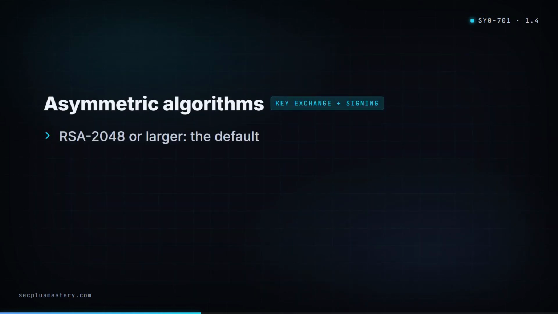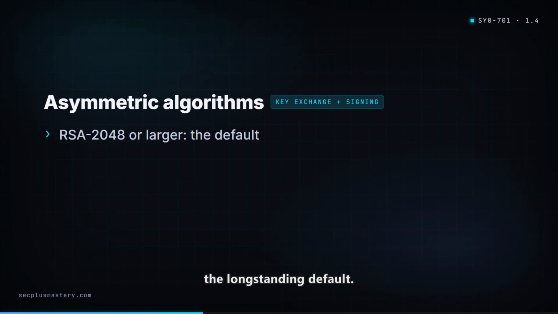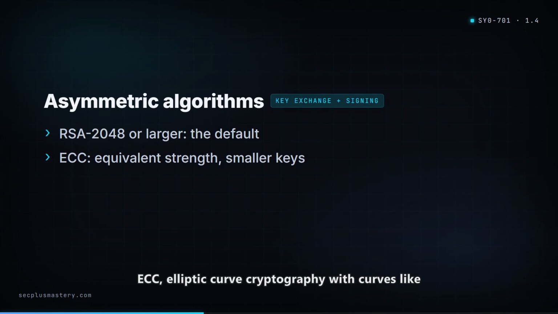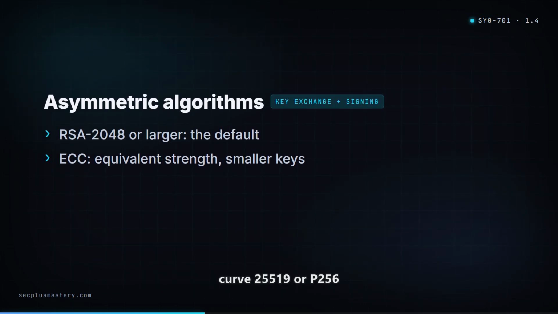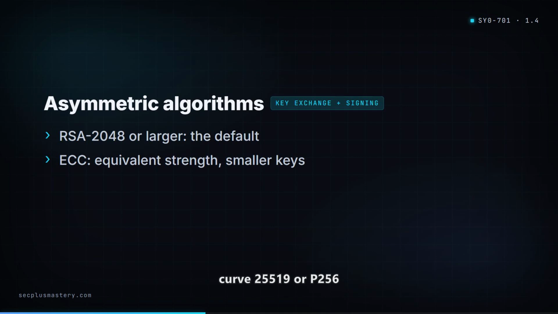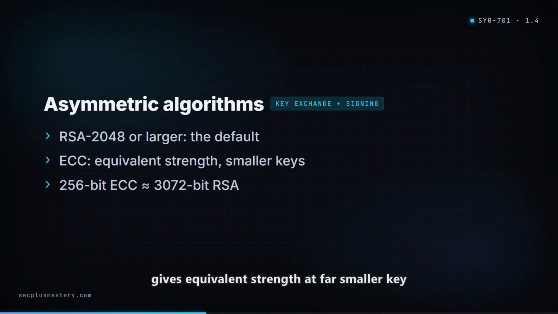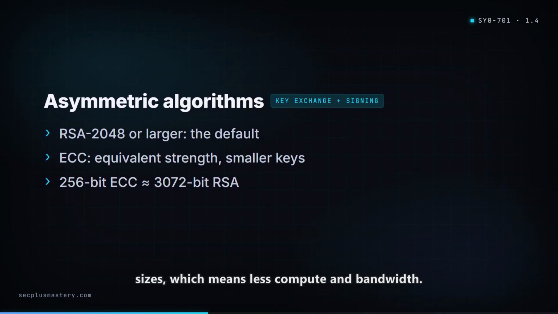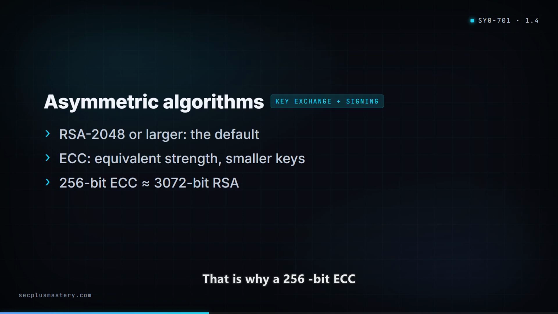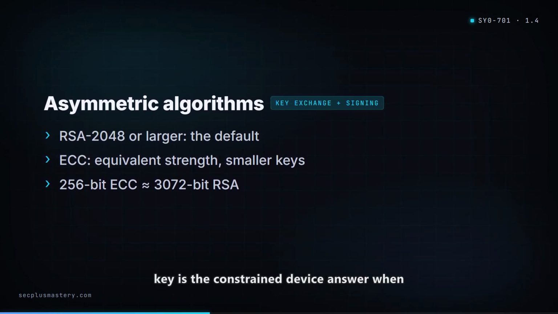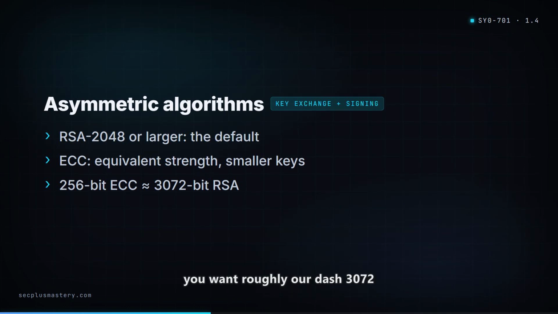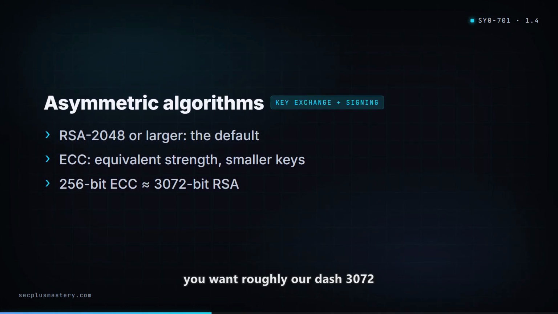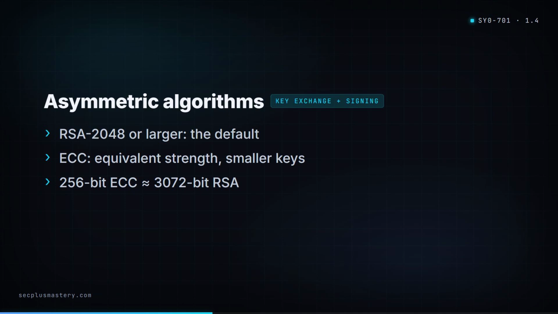Asymmetric algorithms. RSA at 2048 bits or larger is the long-standing default. ECC, elliptic curve cryptography, with curves like Curve25519 or P-256, gives equivalent strength at far smaller key sizes, which means less compute and bandwidth. That is why a 256-bit ECC key is the constrained device answer when you want roughly RSA-3072 strength without the cost.